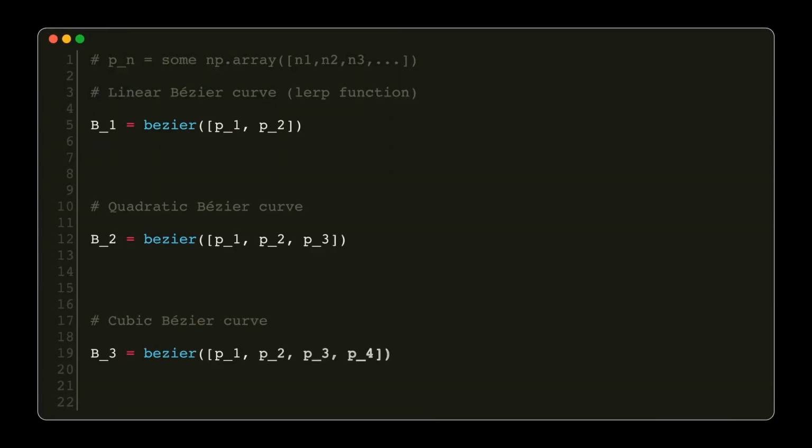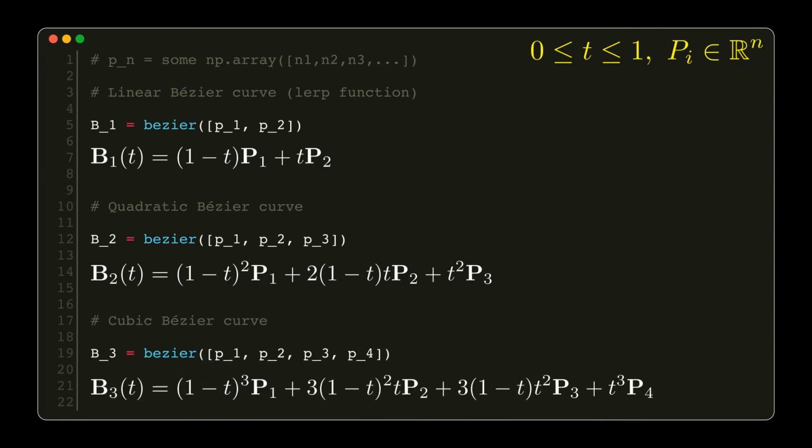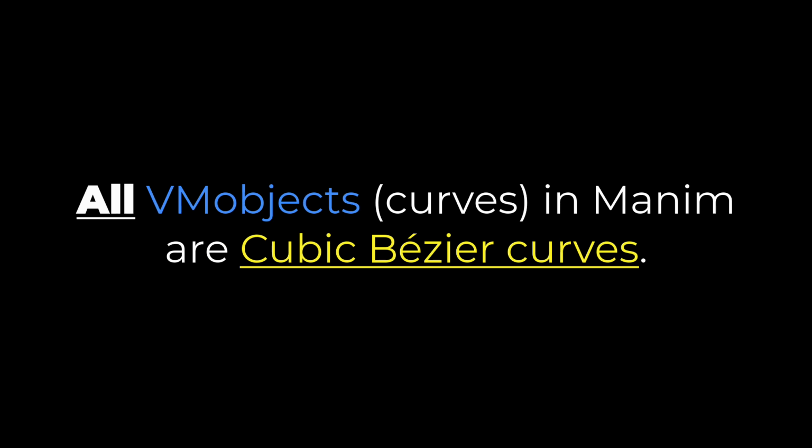However, Manim already provides us with a function that returns the function of the Bezier curve associated with the set of points. This is the most widely used Bezier curve in the vector design industry, since every curve can be approximated using cubic or quadratic Bezier curves. In Manim, all curves, that is, beam objects, are cubic Bezier curves.